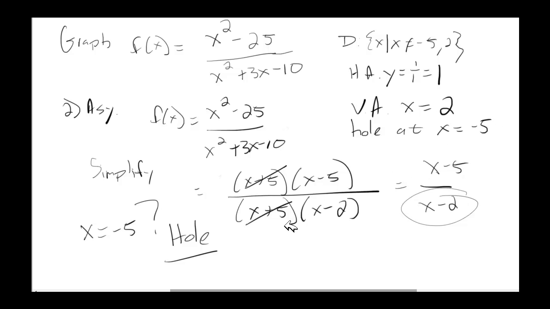Just like with a piecewise function, this is going to be an open circle here. It's not an asymptote, it's just a hole. Okay, let's find the intercepts.